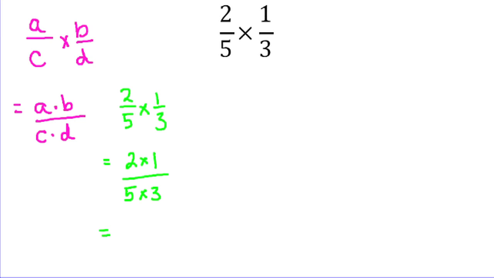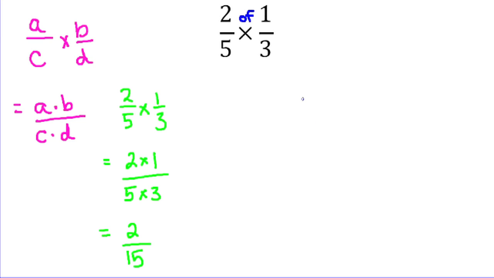And so we can combine those. 2 times 1 is 2, and 5 times 3 is 15, so 2/15. And that's already simplified, so we don't need to worry about doing that. Now, another way to think of this is to go back to the meaning of multiplication. This is really asking us for 2/5 of 1/3, and this allows us to make a diagram of it. So I want to know what 2/5 of 1/3 is.